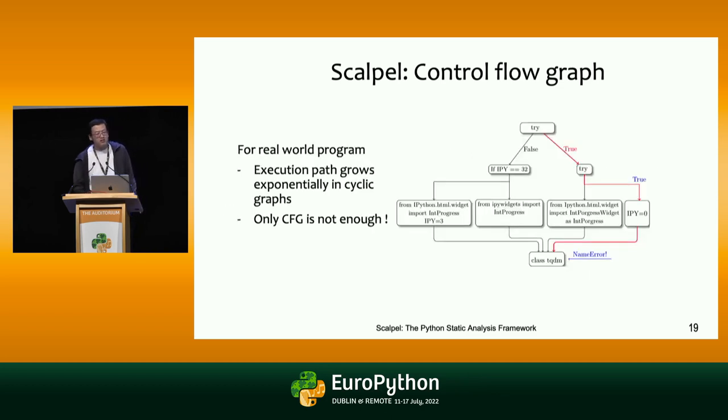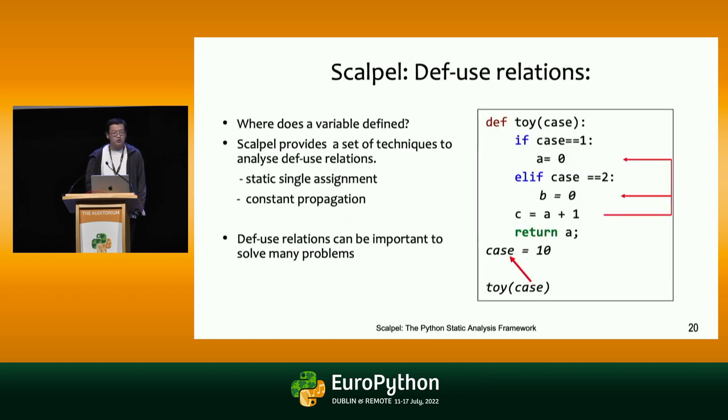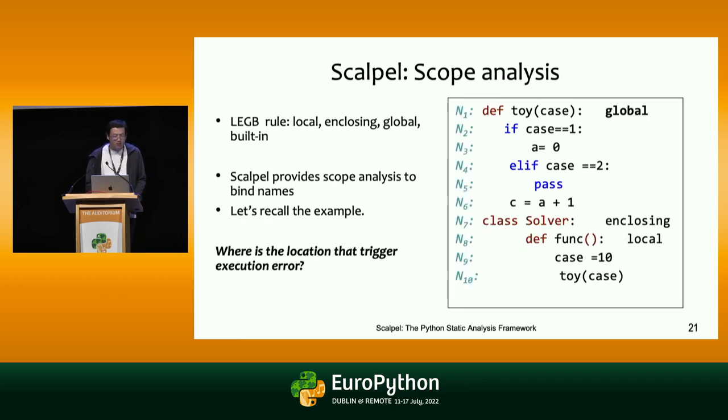But a control flow graph alone is not sufficient, because in real-world scenarios a control flow graph will have more than 1,000 nodes, even much more. So this is not a feasible way for us. So we also use def-use relations offered by Scalpel. It tries to answer the question: where does a variable depend? We have a set of techniques such as static single assignment and constant propagation, which I'm not going to discuss too much today. But we can say that the relationship between all the variables and their definitions is very critical for detecting software bugs, especially name error, because apparently if you cannot find the definition for a certain variable, that's a name error, right?